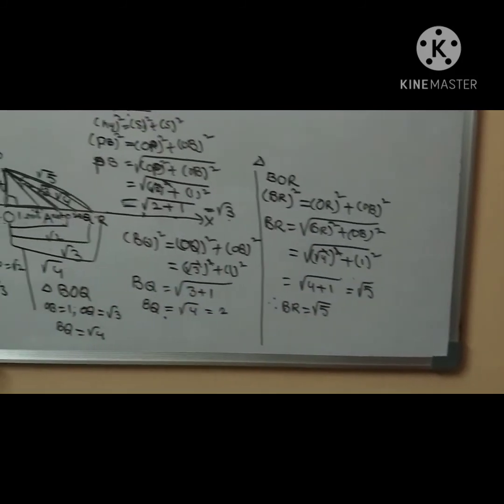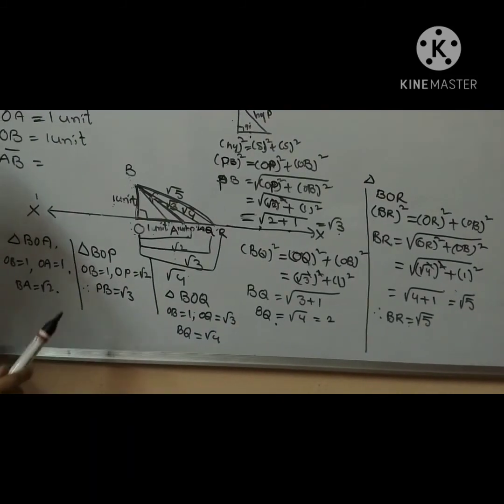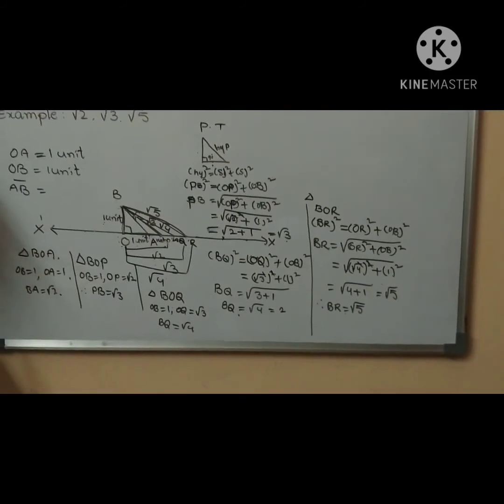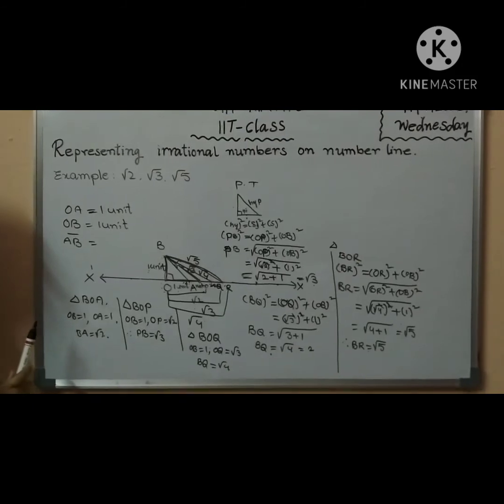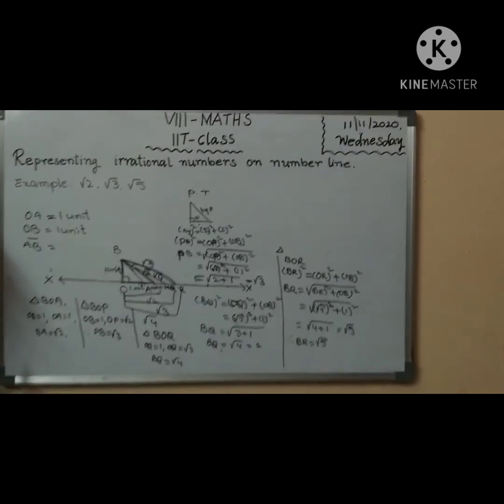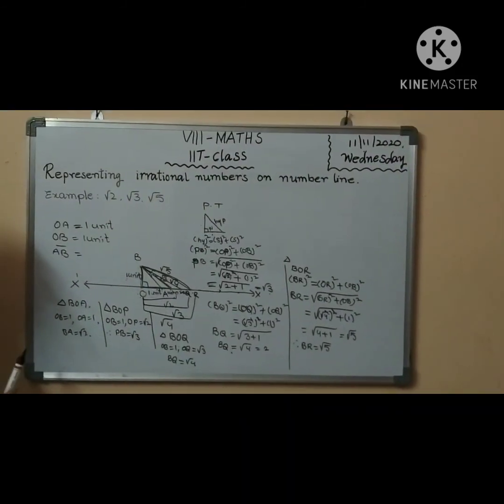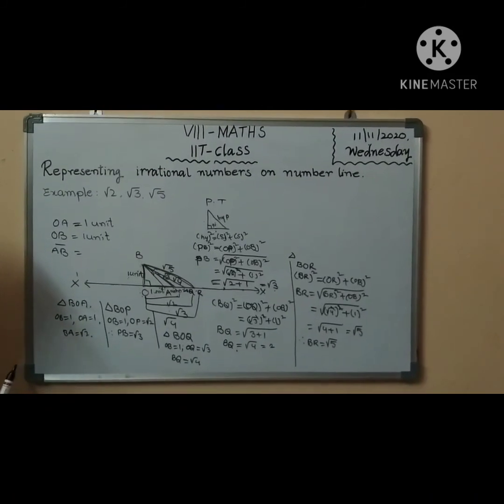Okay children, did you understand how to represent irrational numbers on the number line? I hope you understood this process. Okay children, if you have any doubt, contact me. Okay children.